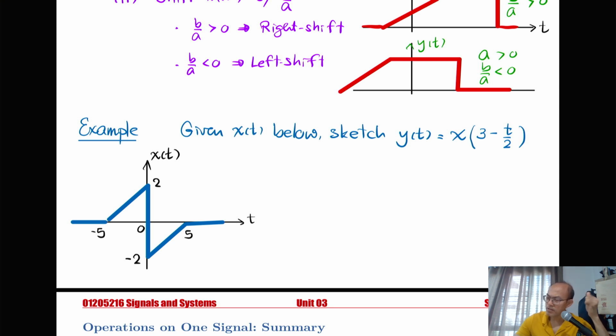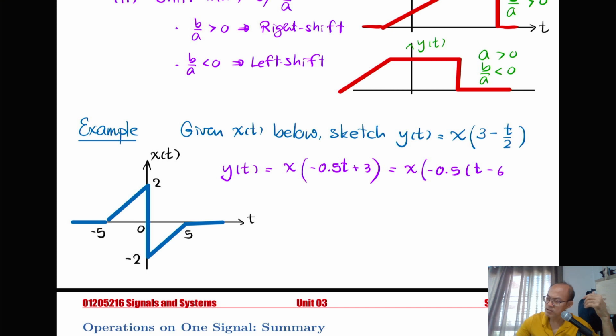Okay, now in this case we see that y is x of minus 0.5 t plus 3, right? So the first step that we do is we pull minus 0.5 out. So we have minus 0.5 and the inside would be t minus 6. Sorry, t minus 6.